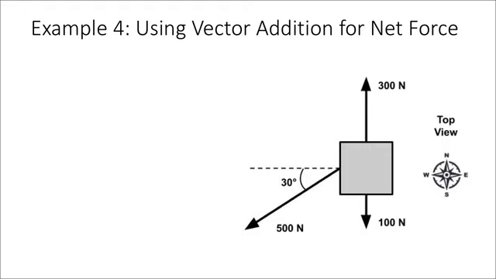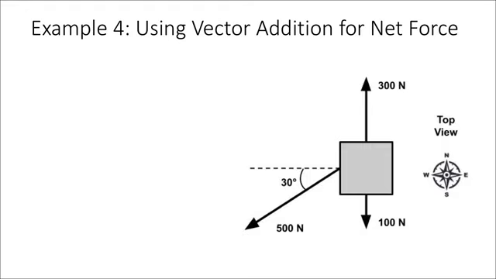Someone's pulling on the box 300 newtons north, someone else is pulling on the box 100 newtons south, and then a third person is pulling the box 500 newtons at an angle of 30 degrees south of west. What would the net force on this object be?